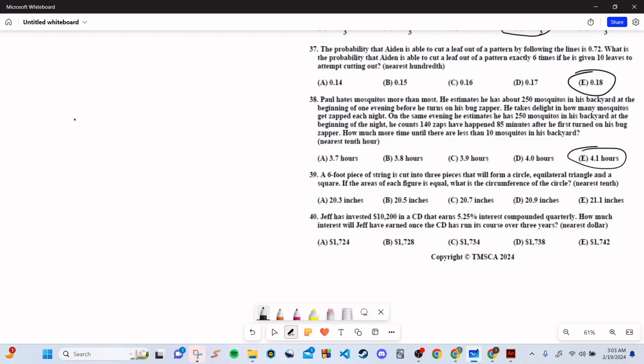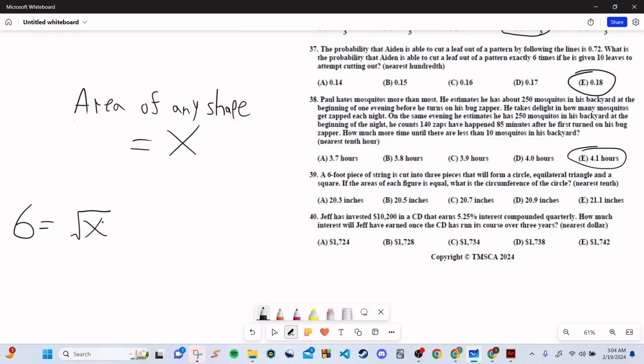Okay, so let's call the area of any of these shapes, because they're all the same value, let's set that equal to x. So 6 is going to be equal to the sums of the perimeters of each of these shapes. So, well, for a square, if I have my area and it's x, if I get the square root, I get the side of the square. If I multiply by 4, I get its perimeter. So right here, this is the perimeter of the square.